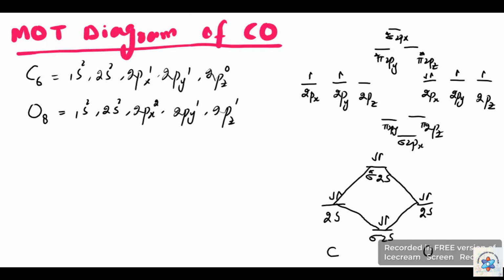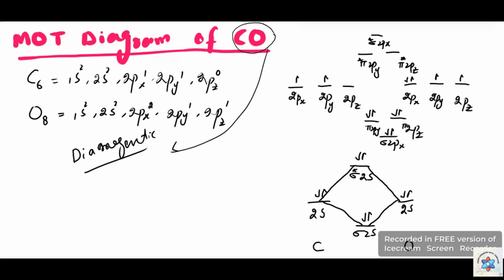As we know, one orbital can occupy a maximum of 2 electrons, so we will mention 2 electrons here, and one electron should be filled in this orbital. Again, one should be filled in this orbital, because both of these orbitals have the same energy. That's why I am placing one electron.